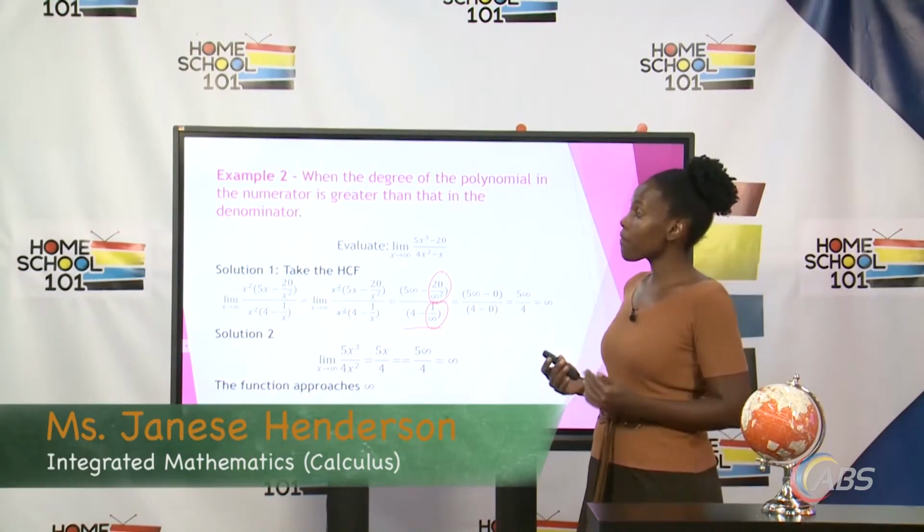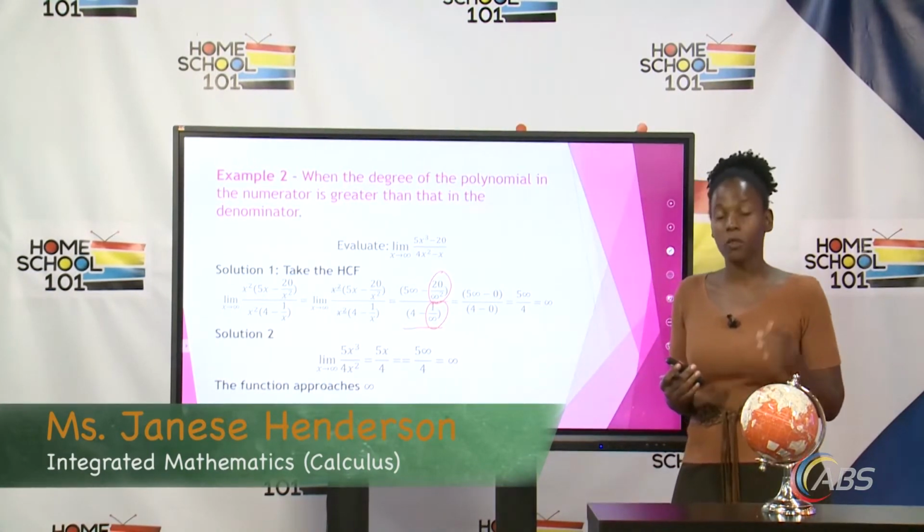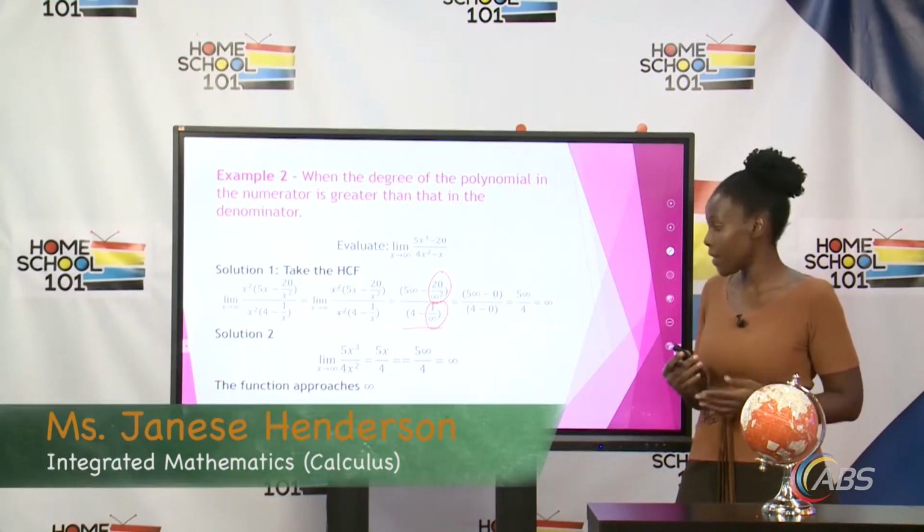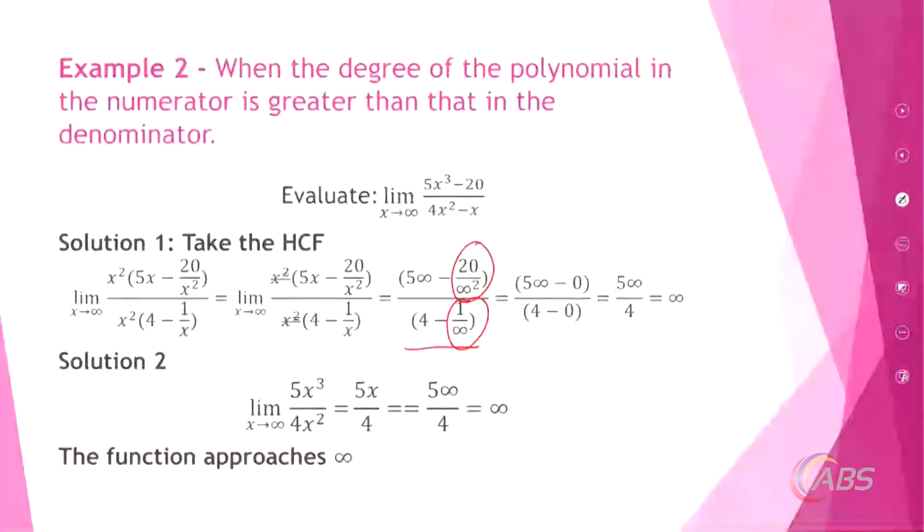So when the degree of the polynomial in the numerator is greater than that in the denominator, it approaches infinity. Looking at the second solution again, if we're only focusing on the terms with the highest power of x in both the numerator and denominator, it becomes the limit of 5x cubed divided by 4x squared as x tends to infinity. I can then simplify using my knowledge of exponents.